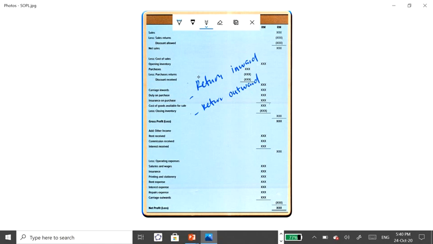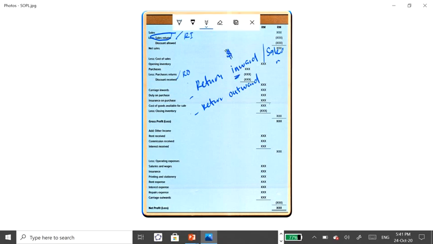So apa itu return inward? Return inward is sales return. Ya, sales return ni ataupun return, nama lain dia return inward. Return outward ni ialah purchase return. Purchase return ataupun nama lain dia return outwards. Jangan tertukar. Okay, macam mana you all nak ingat return inward? Ingat duit.